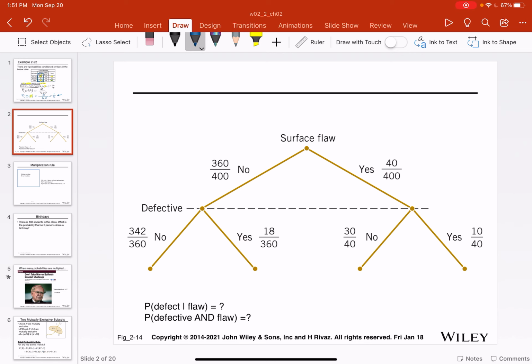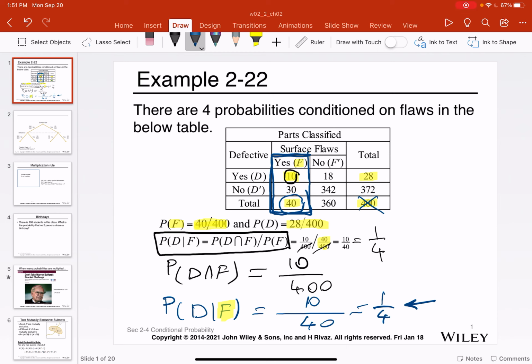Here what we can do is I can basically write this on the board so that you can see these numbers, so that you can associate it with this table, right? So the numbers that I have are either defective or non-defective. And here I have flaw or no surface flaw, right? So this table has a total of 4 numbers that are interesting. So 10, 18, 30, and 342, right? The rest of them are just summation of these, right?